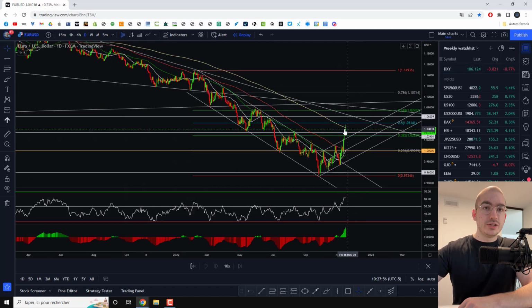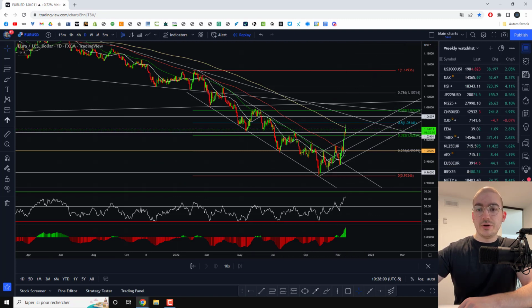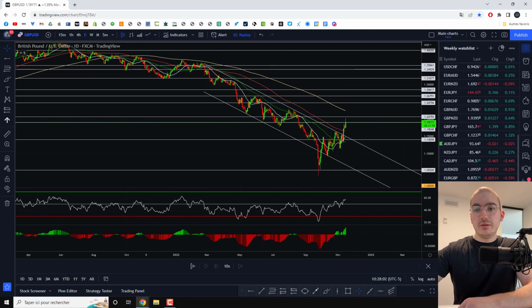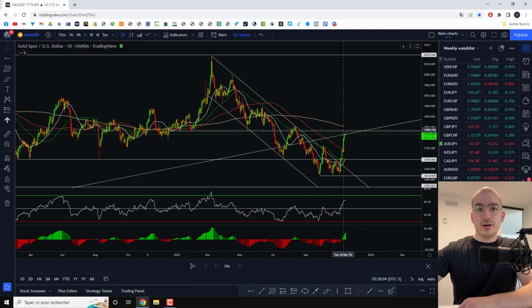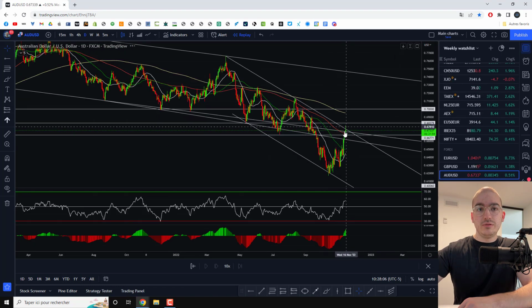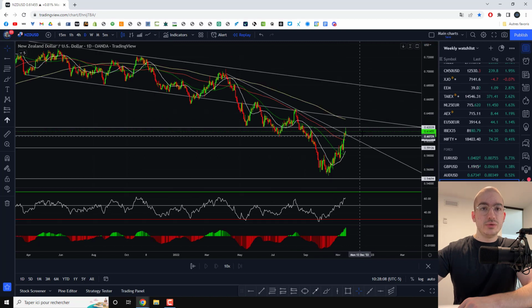We reached the big level as well on the euro with this moving average and this horizontal level right here. Same thing for the pound, same thing for gold right here, same thing for AUD USD, NZD USD and so on. So we had a lot of pairs that already reached the big level that I was looking at on these moves.